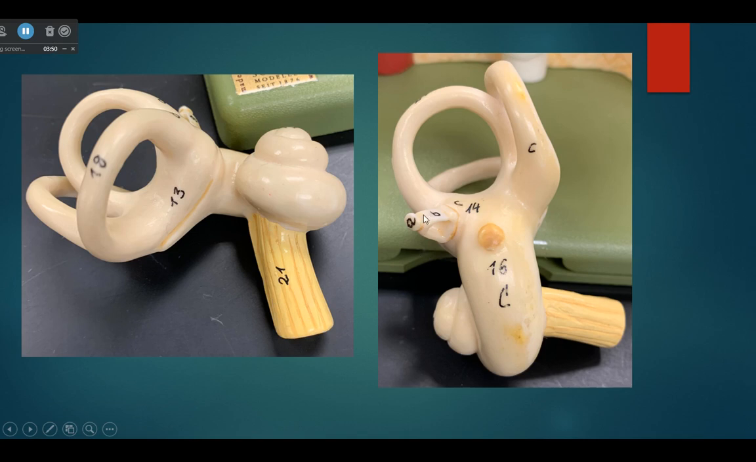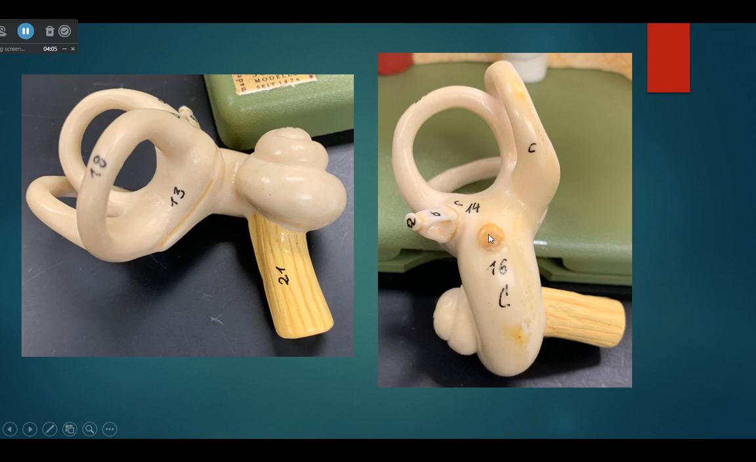Rotating it, again, we can see the stapes. Underneath the stapes is a structure called the oval window. The stapes is fused to the oval window, so that's why we can't see it very well, but underneath here is the oval window. And this is the round window.